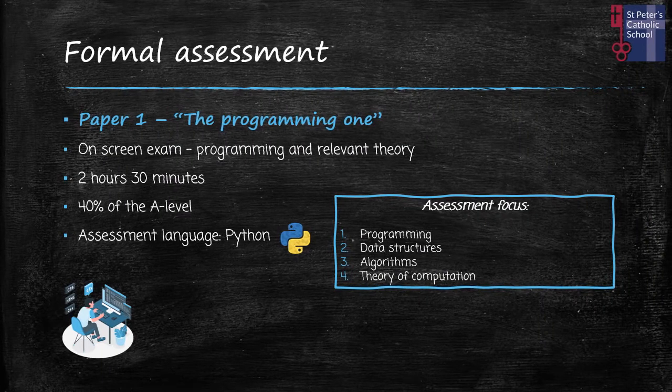In Paper 1, students will complete an on-screen exam that will assess their knowledge of programming and the relevant theory. The exam is 2 hours and 30 minutes in length and worth 40% of the final A-Level grade. In the exam, students will have to answer some short questions as well as developing programming scripts in response to the questions asked. As previously mentioned, we use Python as our assessment language.